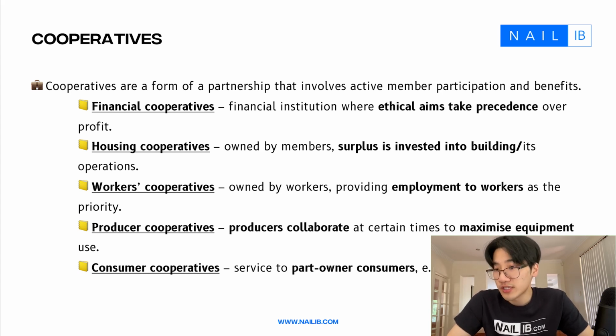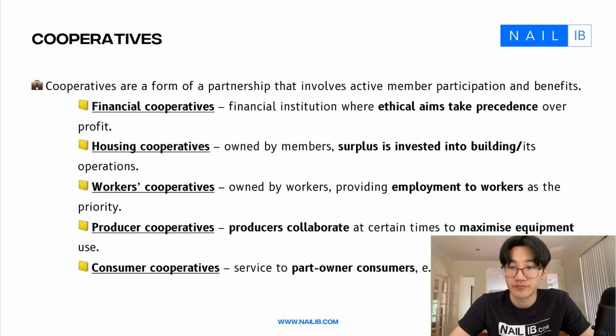So with producer cooperatives, the aim is usually to maximize the utilization of an expensive piece of equipment, which otherwise individual members by themselves are unable to afford. At other times, cost efficiency can only be achieved when production occurs at a large scale, and so many producers will pool their resources and their money together to rent out or use a common production facility at the same time to obtain cost efficiency.